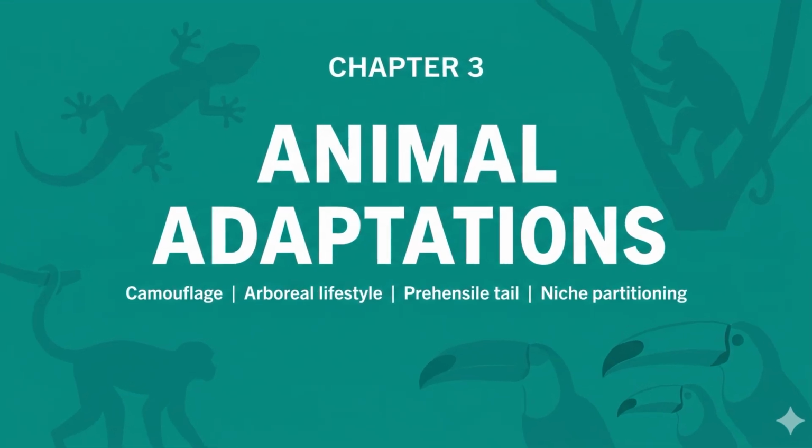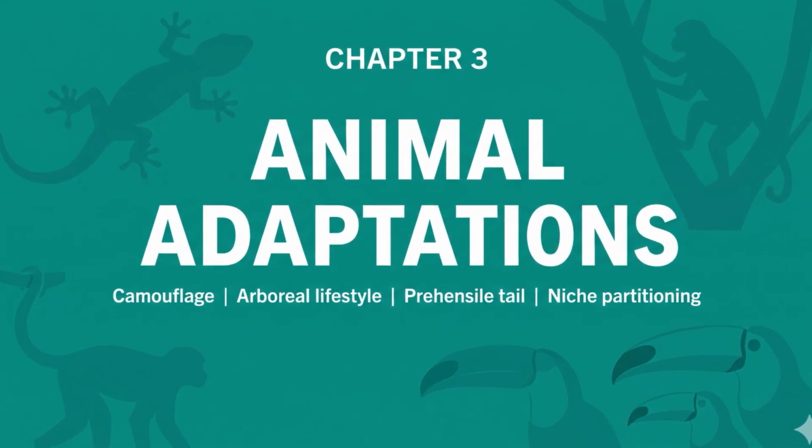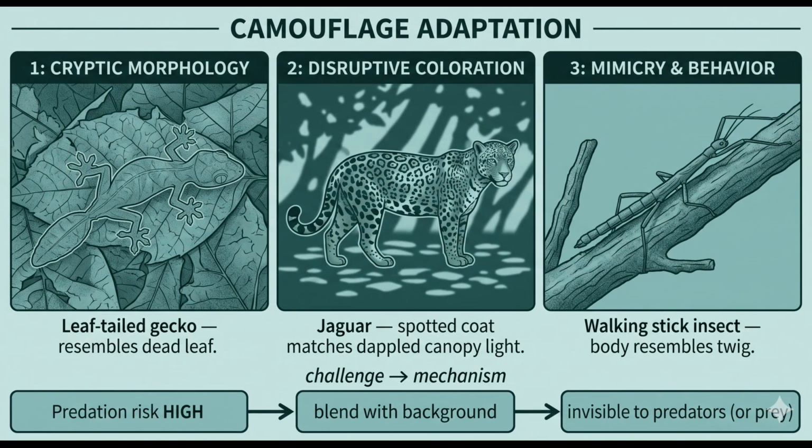Chapter 3. Animal Adaptations. 4 of them: camouflage, arboreal lifestyle, prehensile tail, and niche partitioning. Same framework throughout: name, describe, challenge, mechanism. Animal adaptation 1. Camouflage. Name and describe. Camouflage is body coloring, patterning, or shape that blends in with the surrounding environment: leaves, bark, branches, or the dappled light patterns created by sunlight filtering through the canopy.